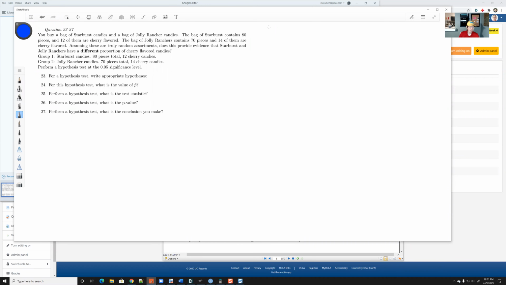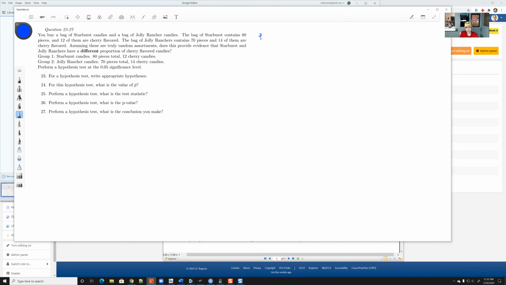Okay, here it says you buy a bag of Starburst candies and Jolly Rancher candies. The bag of Starburst candy contains 80 pieces, and 12 of them are cherry flavored. The Jolly Ranchers bag has 70 pieces, and 14 of them are cherry flavored. Assuming these are truly random assortments, does this provide evidence that Starburst and Jolly Ranchers have a different proportion of cherry flavored candies? Group 1 is 80 pieces and 12 are cherry, and group 2 is 70 pieces and 14 are cherry. We're going to do a hypothesis test.